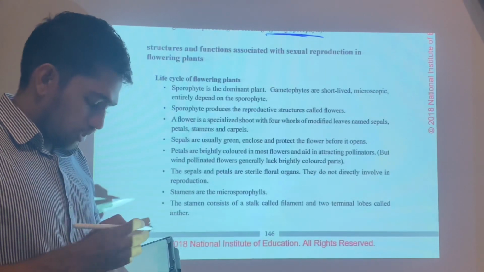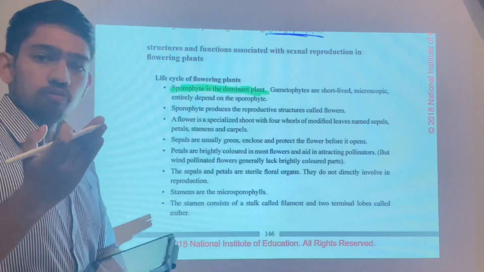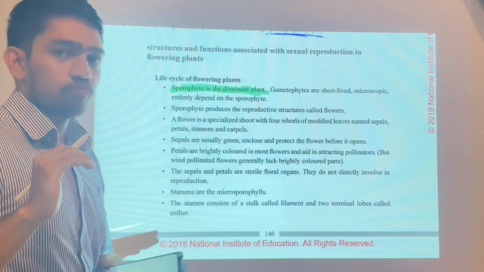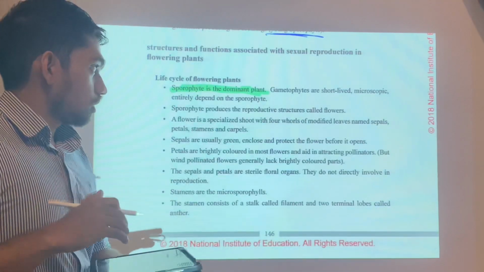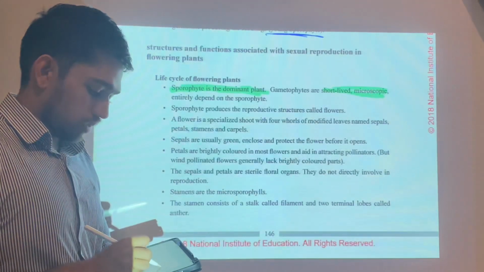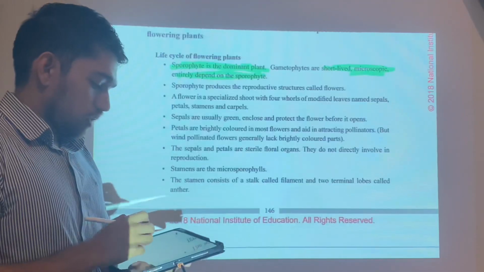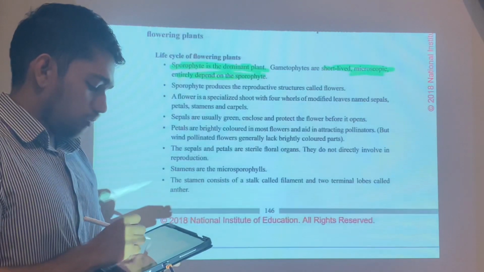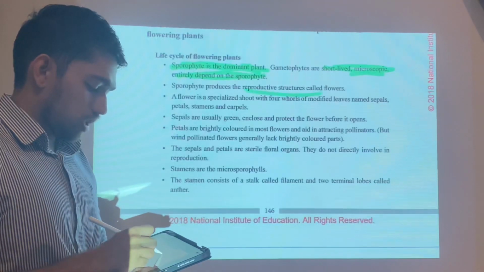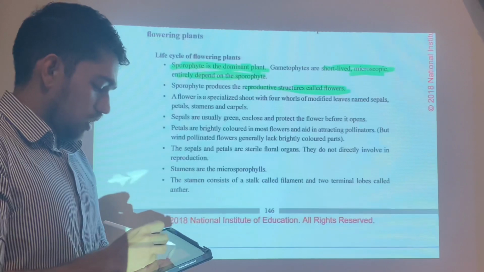So the usual story is there before. The sporophyte is the dominant plant, obviously, because the flowering plants are the most evolutionarily advanced class of plants that we have to study. Gametophytes are short-lived, very microscopic, and entirely dependent. Now, the flower. Sporophytes, the dominant generation, will produce reproductive structures called flowers. This is the definition of a flower.